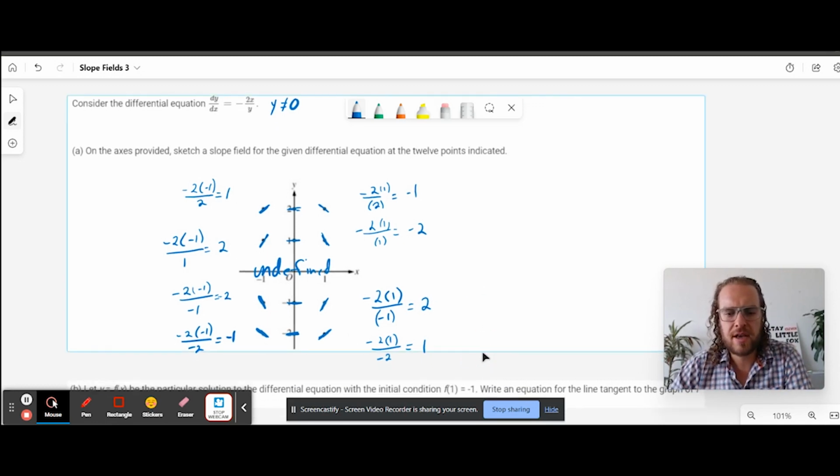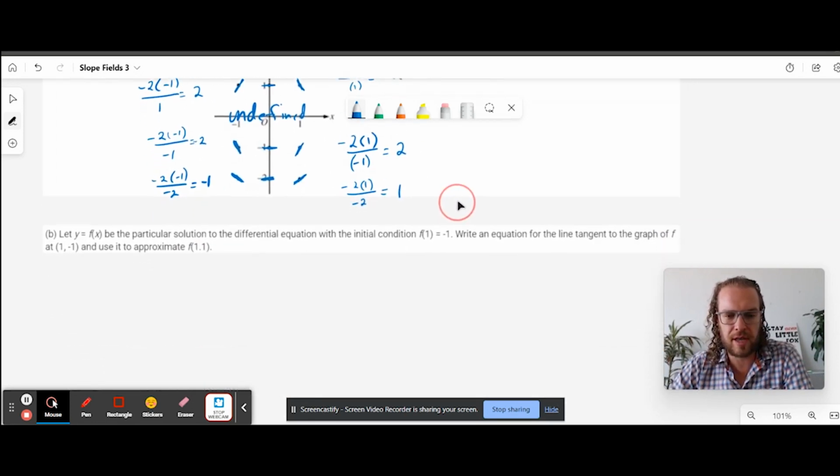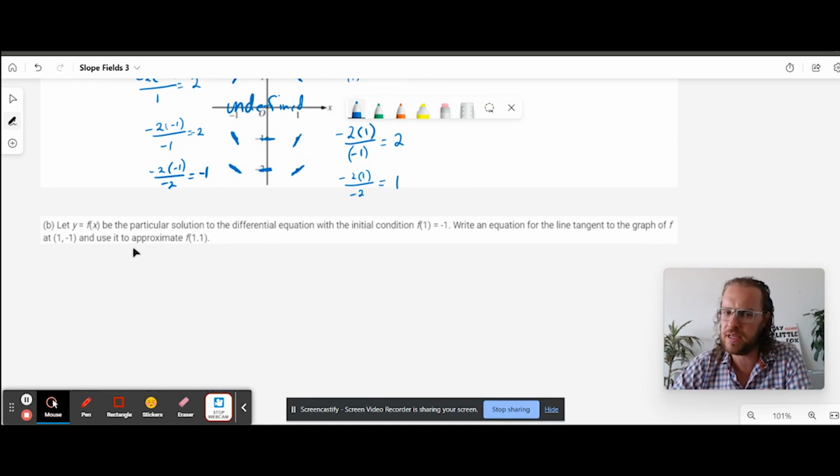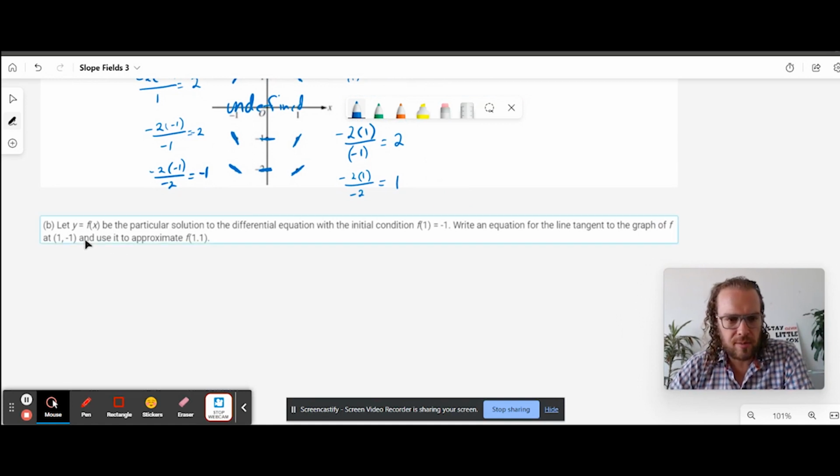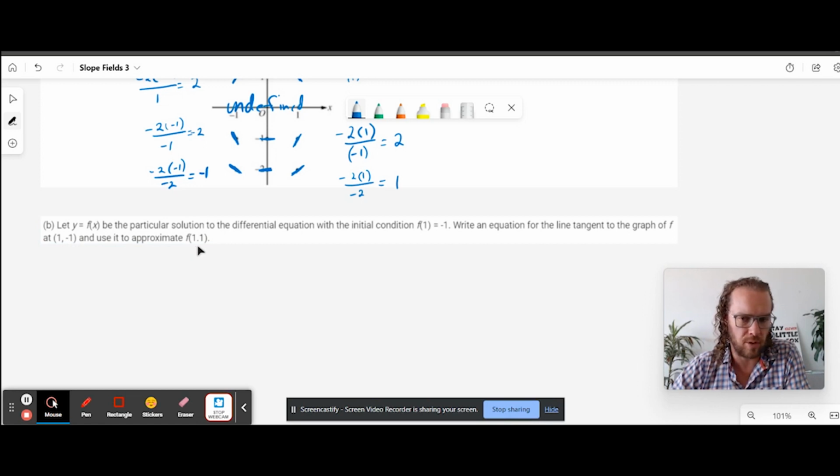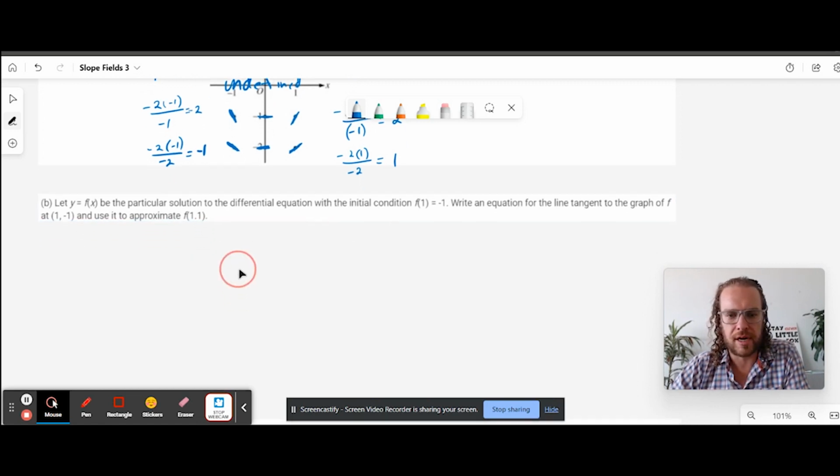Now, after that, usually what they'll do is they'll ask us for a particular solution. In this one, they don't ask that immediately. It kind of looks like they do, but really they aren't. What they're doing here is they're saying that if y equals f of x is a particular solution such that it satisfies the condition, which normally we would then go find, this one says, well, write an equation of the line tangent to the graph at 1, -1, and use it to approximate f of 1.1. So we don't actually need the particular solution in order to do this, all right?